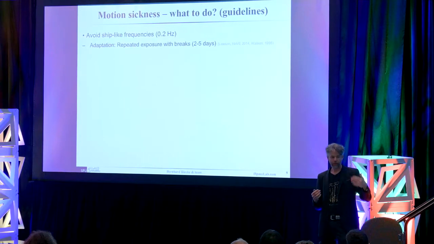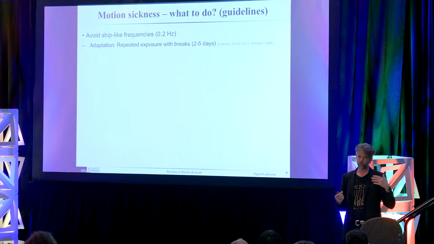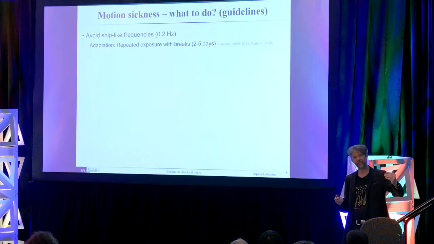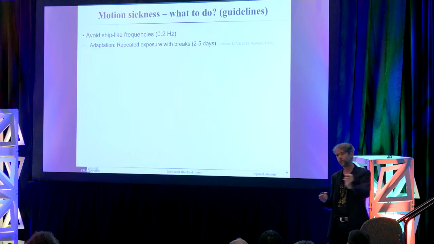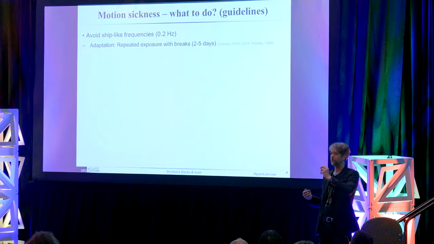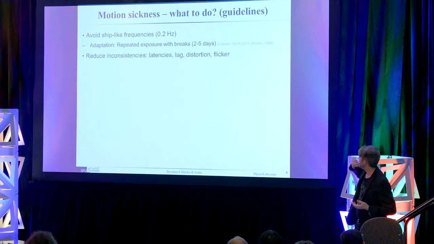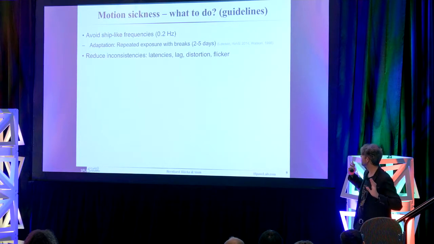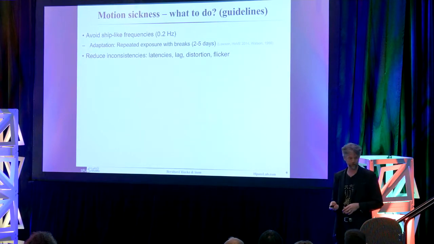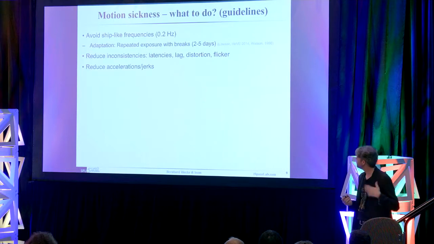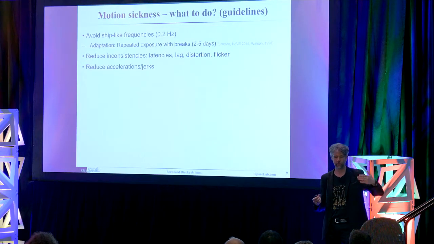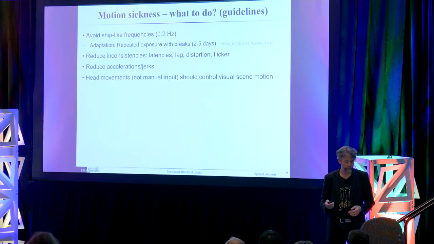What you can also do is, sometimes people can adapt to repeated exposures, so sometimes people get better over time, but it can also have the opposite effect, that you just get conditioned, and as soon as you see that stimulus, you get sick. It's kind of like food poisoning. Reducing inconsistencies, especially things like latencies, is really, really important. Lag, distortion, and flicker can be an issue. Reducing accelerations and jerks. With jerks, I mean the fast changes in acceleration.